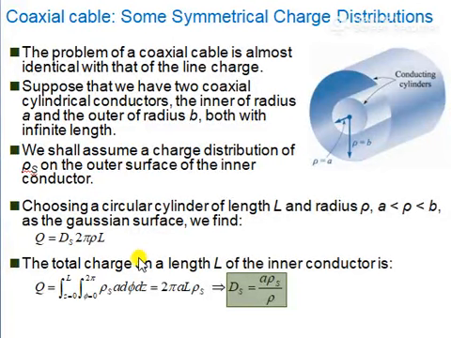Hello students, in the previous lecture we discussed the application of Gauss law due to the infinite line charge. Today we will discuss the application of Gauss law only, but for the coaxial cable, which is nothing but some symmetrical charge distribution. The problem of the coaxial cable is almost identical with that of line charge.